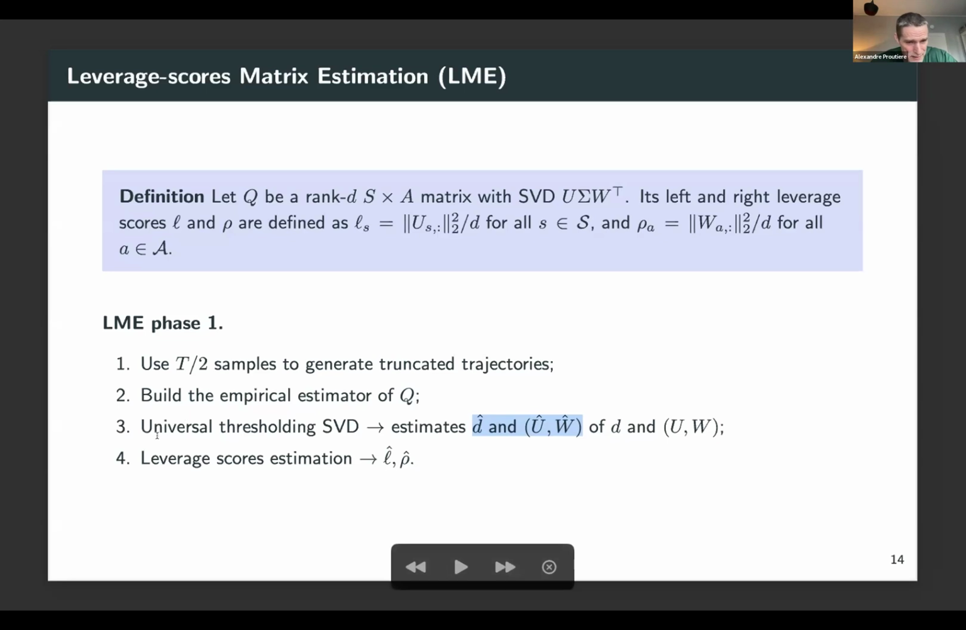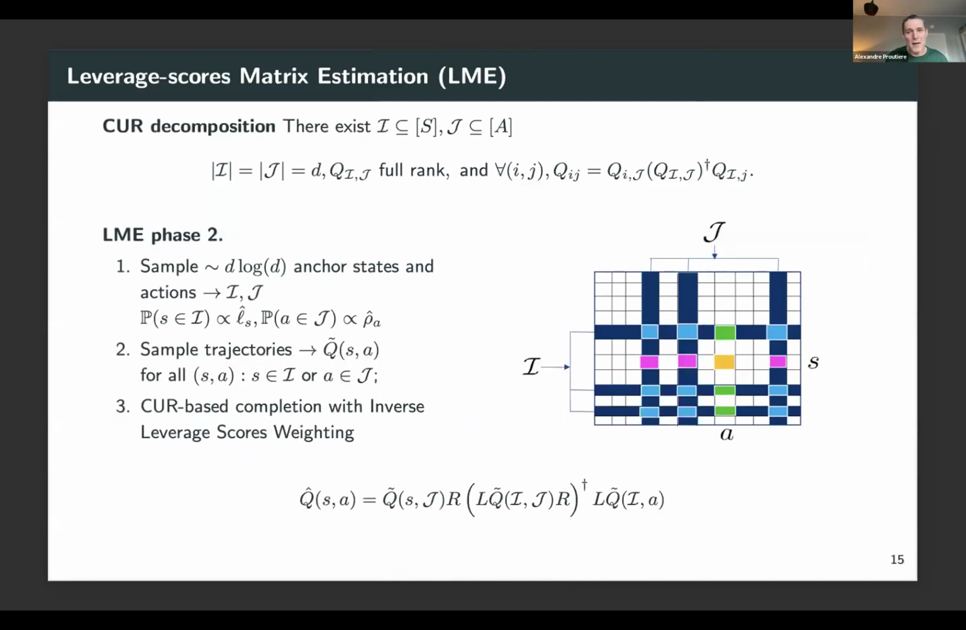From this rough estimate, we essentially deduce an estimation of the leverage scores of the matrix. What is interesting is that states of high leverage score typically constitute what the other papers that I mentioned earlier call anchor states. So this is our way of finding the anchor states, if you want. So that was the first phase.